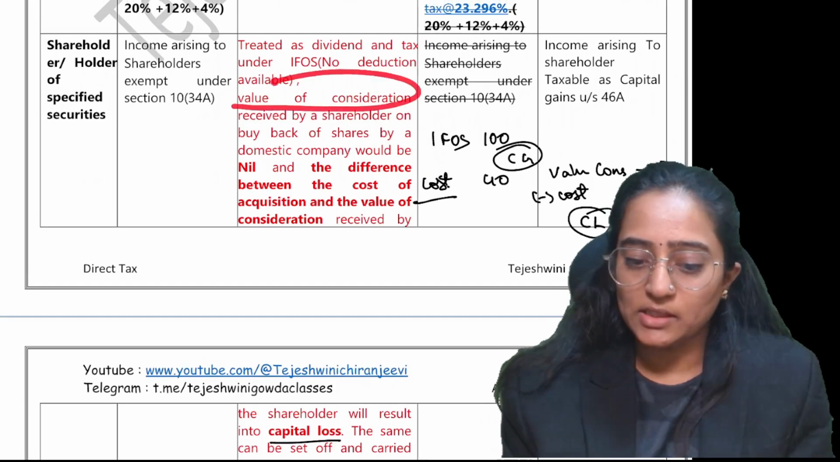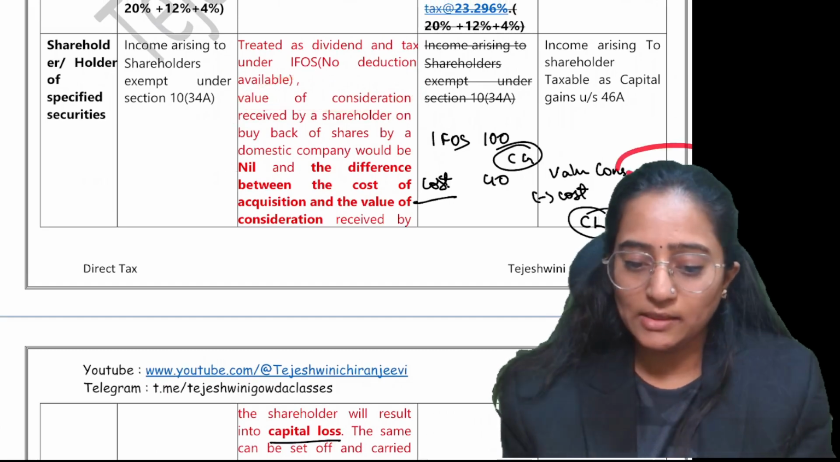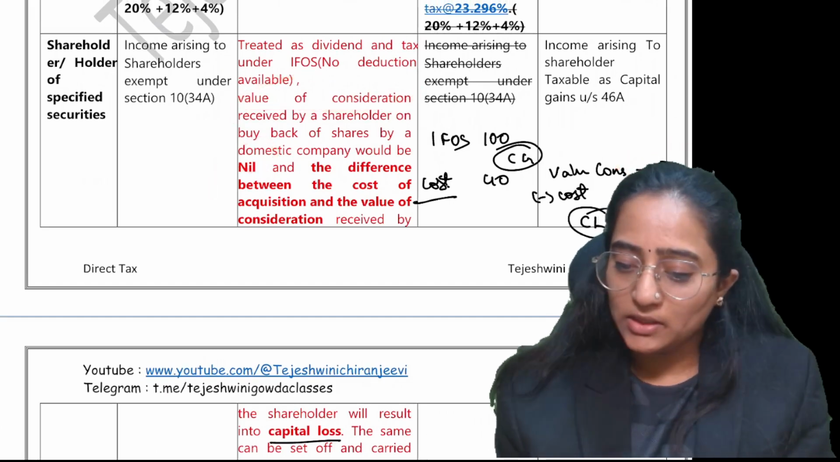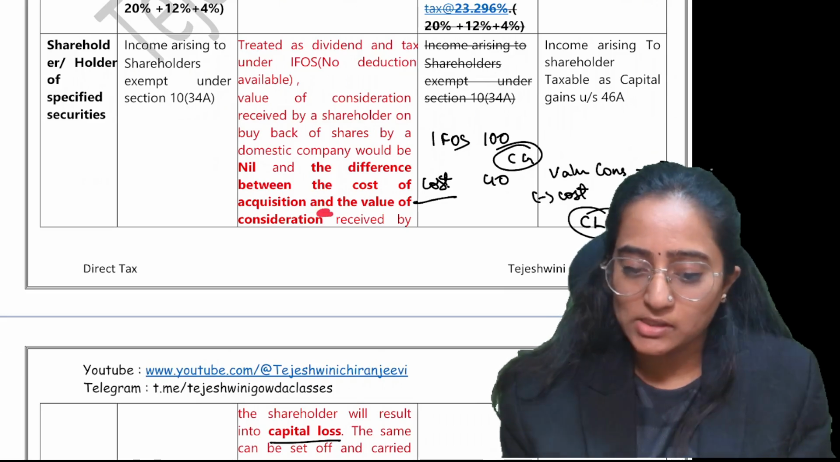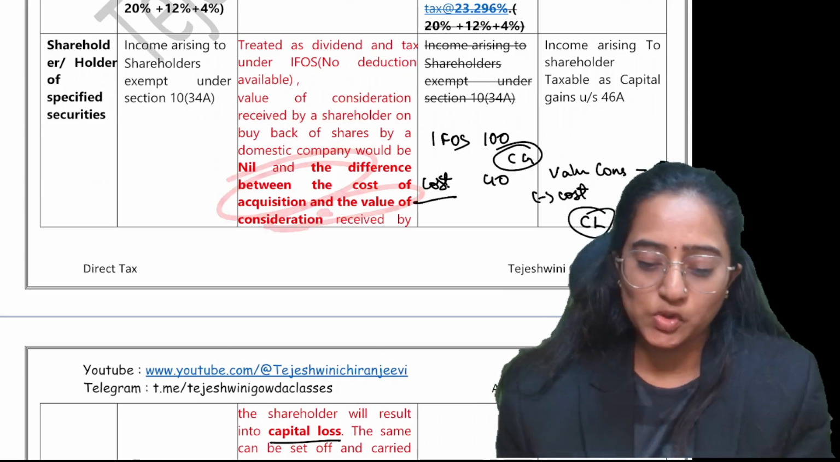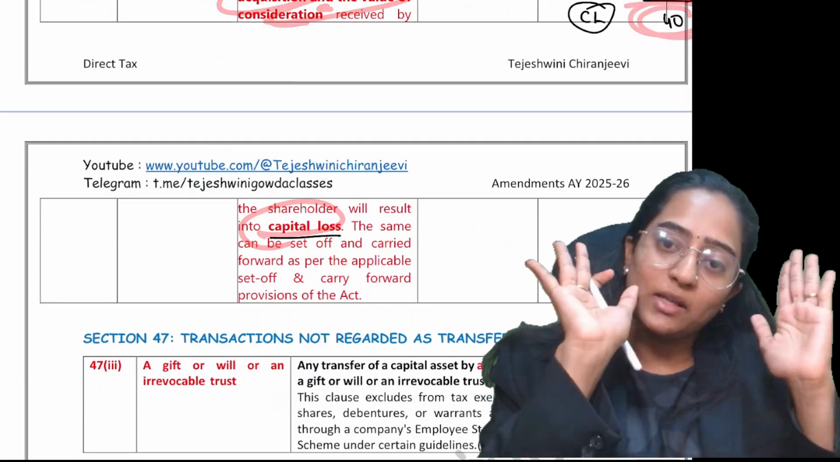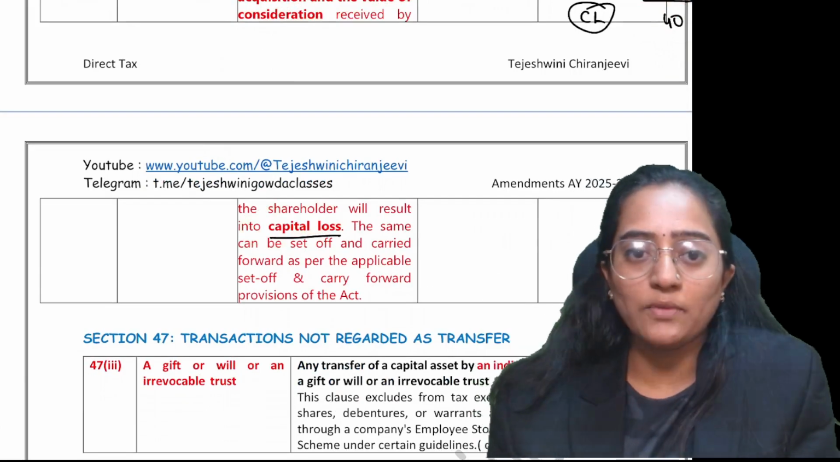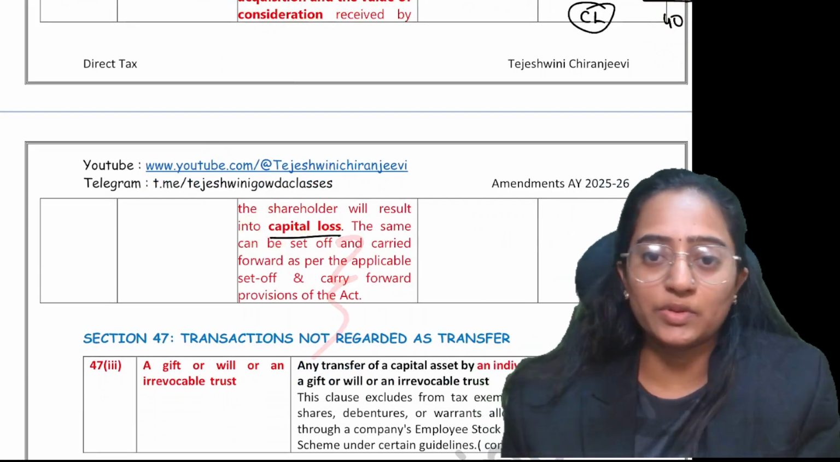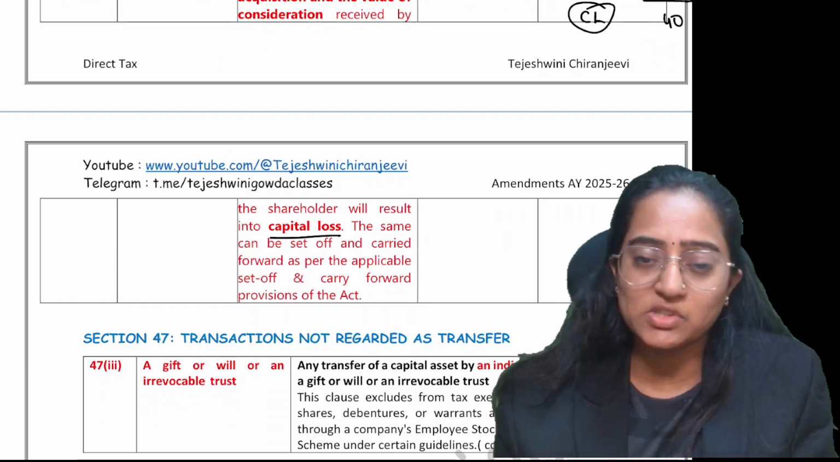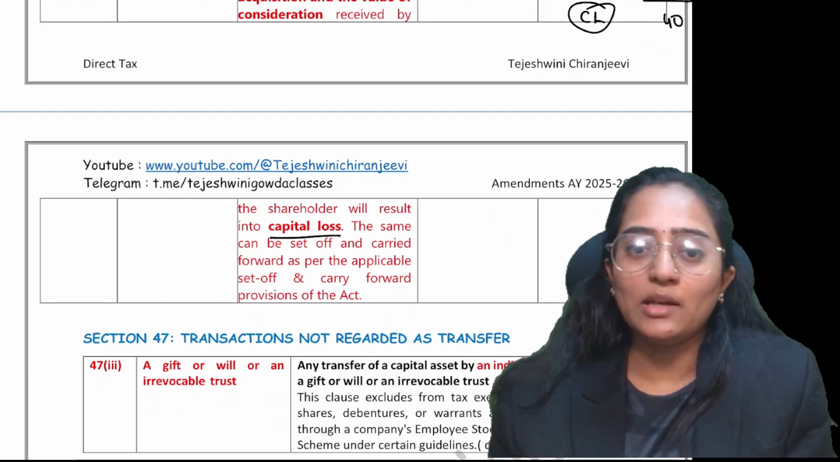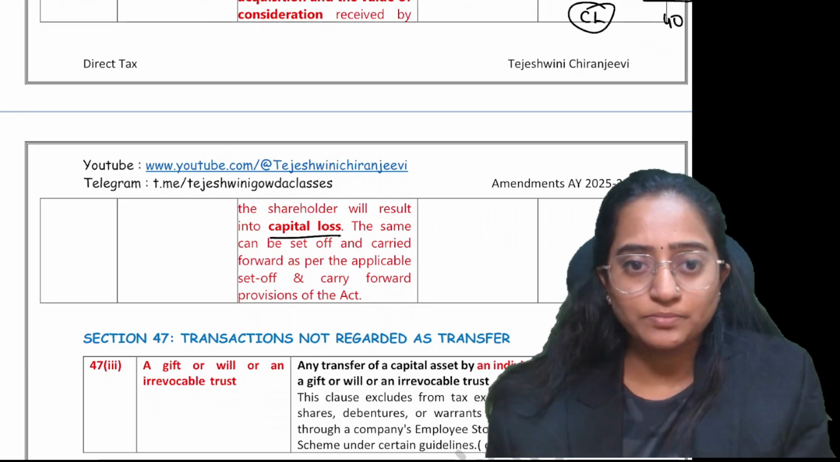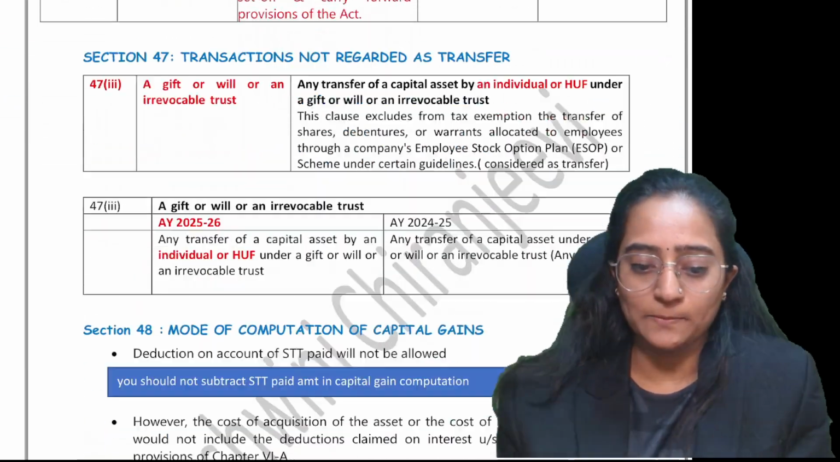See, whatever consideration you have got, mark it as nil. And whatever the difference between the value of consideration and the cost of acquisition, treat it as capital loss. You get the capital loss on one side, set it off and carry it forward as per the applicable provisions, and show the buyback amount as income under income from other sources. Clear? Okay.